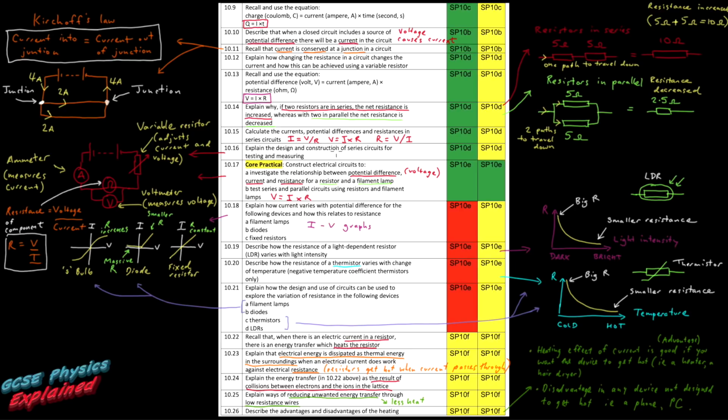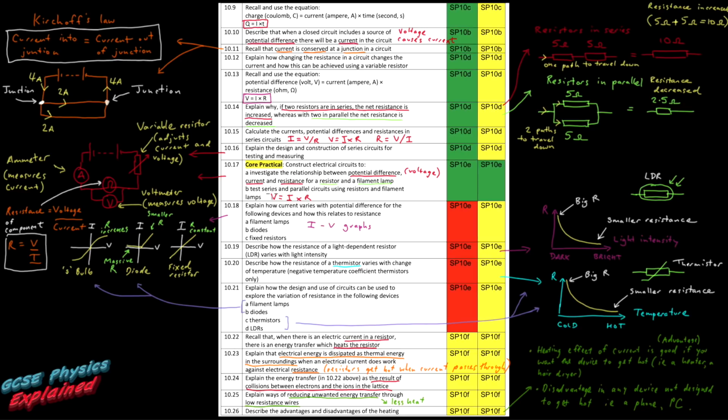Explain the design and construction of series circuits for testing and measuring. This is your standard test circuit. You need an ammeter in there, you need a voltmeter across the component, and you need a way to adjust the current and the voltage, so we use a variable resistor for that. Now this all ties in with the core practical, so this is the main thing. Construct electrical circuits to investigate the relationship between potential difference, or voltage, current and resistance, for a resistor and for a filament lamp.